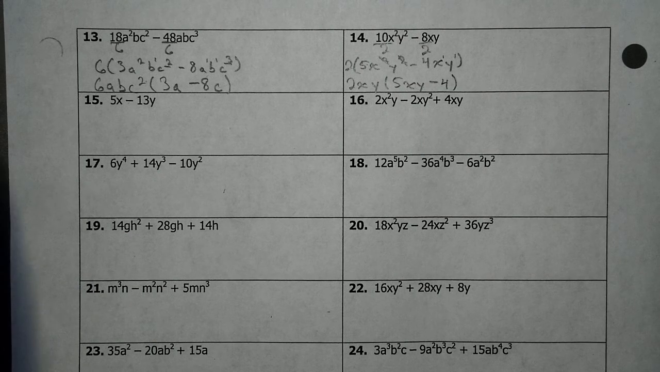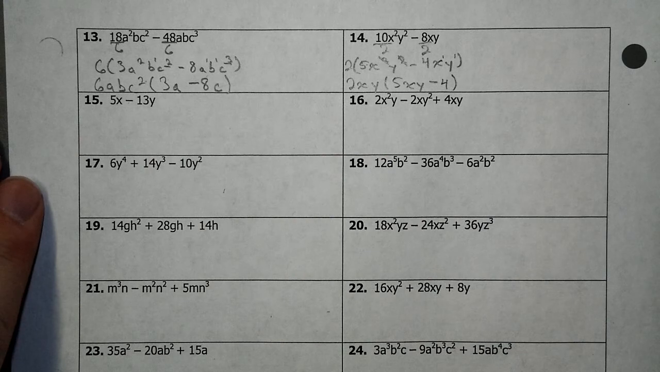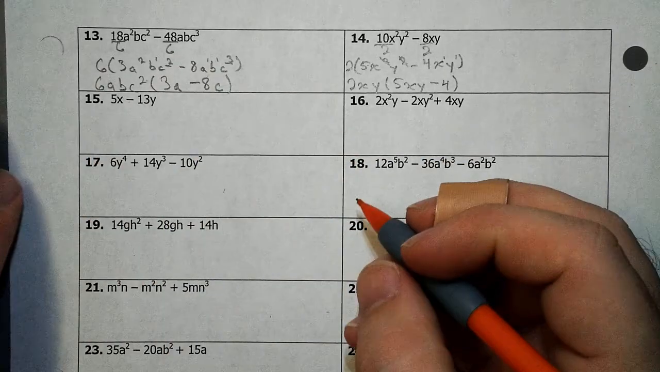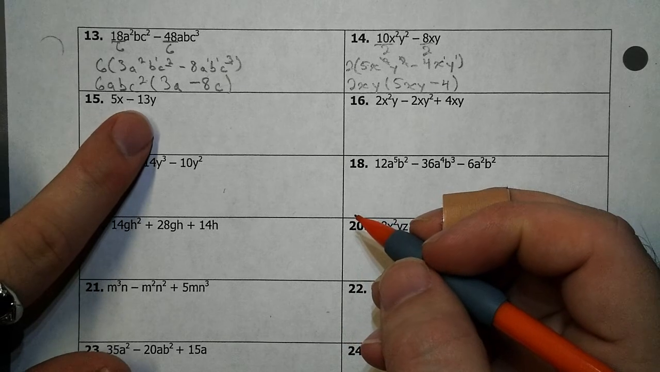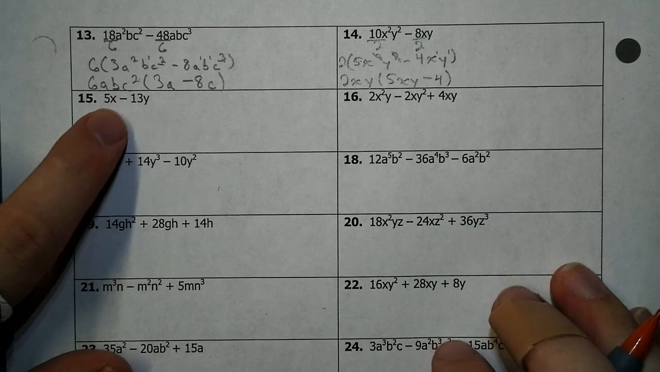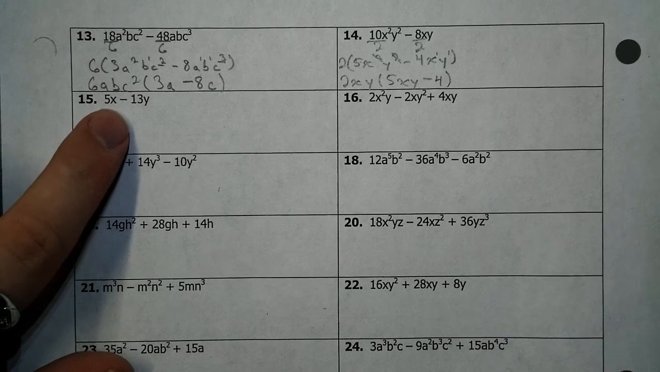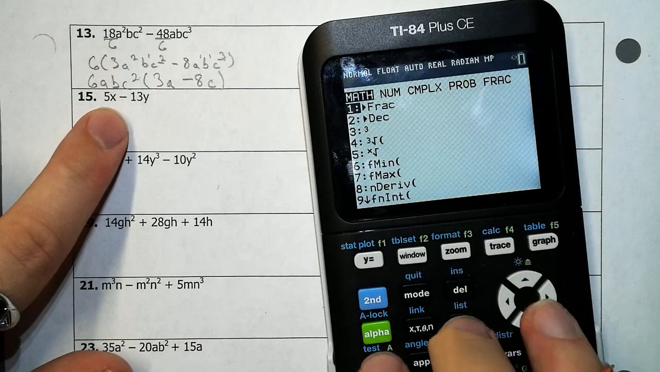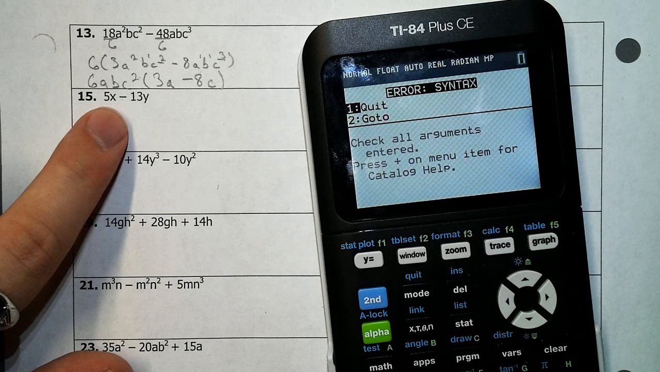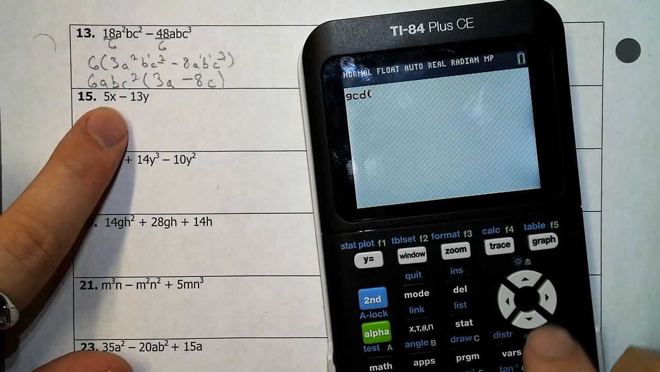All right, last one. Number 15. 5x minus 13y. Well, I look, and I don't think there's any factors between 5 and 13. I'm going to go ahead and check that on my calculator, make sure I'm not just forgetting some values.